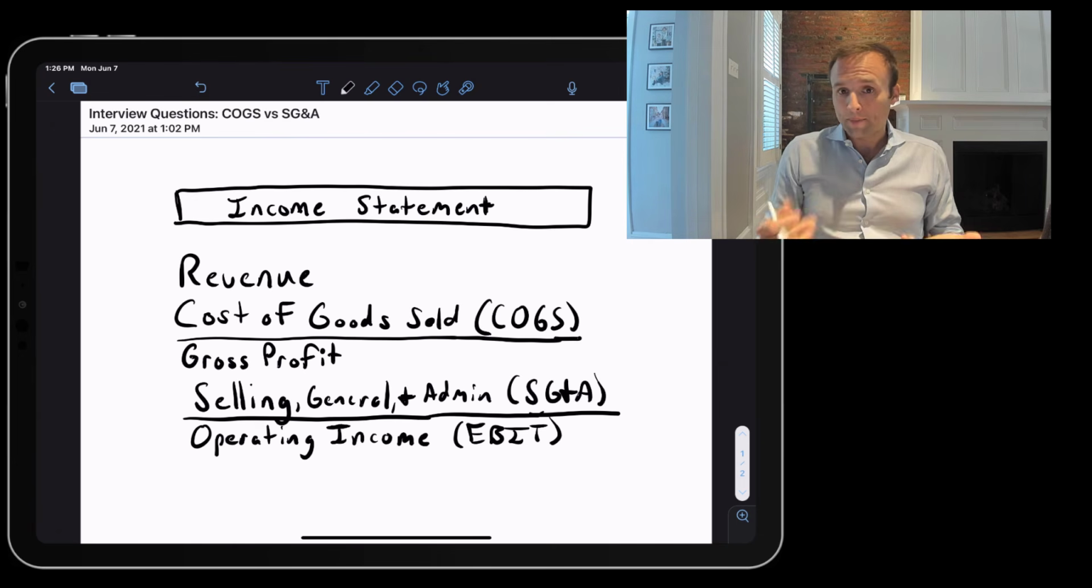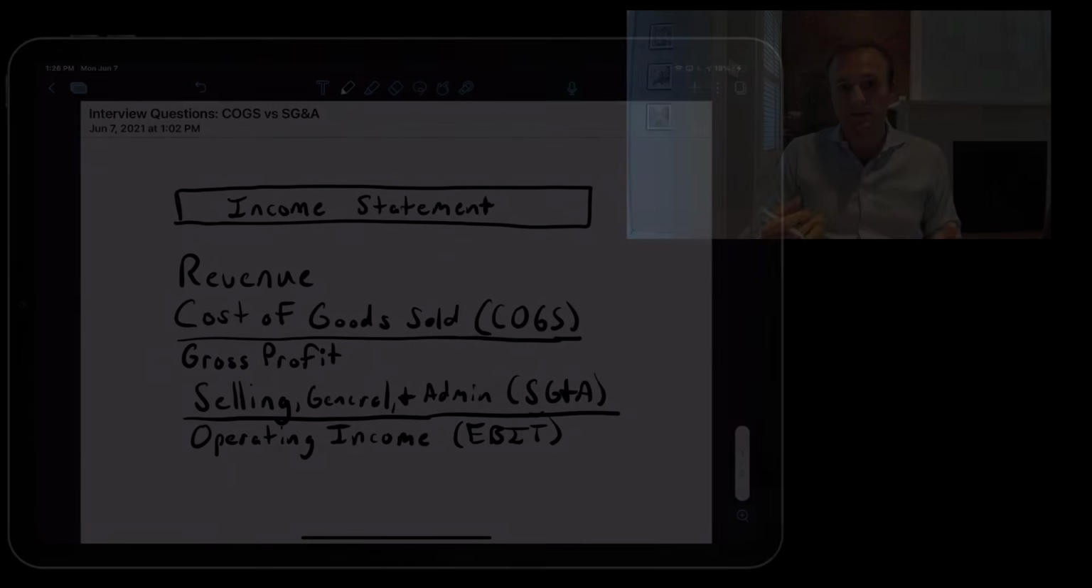After SG&A or OPEX, we get down to operating income, which is how much money we made from the operations after deducting all of our overhead costs. So it's the core profit of the business. It's also called EBIT, or earnings before interest and taxes. This is the money the business makes before we have interest and tax payments.